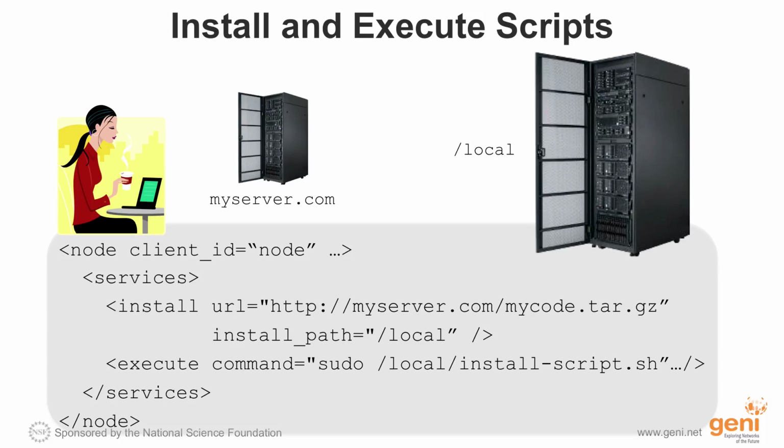To use an install script, the experimenter puts the tar.gz file on a publicly available web server. Here it is myserver.com, and they specify this location in their RSpec. The experimenter also specifies where this file should be placed on her node when it is booted. Here that's /local. When the node is booted, it downloads the specified tarball and places it in the specified location. Then it decompresses the file. Finally, it executes whatever commands or scripts are specified in the execute tag on the RSpec, in this case install script.sh, which is a file that was in the original tarball.